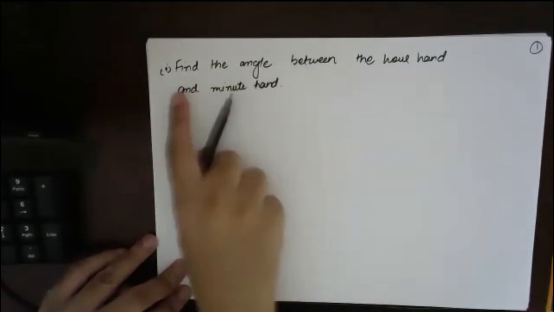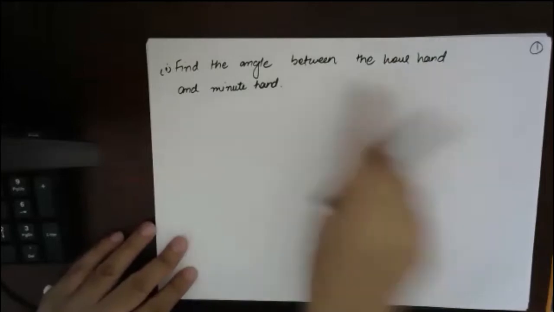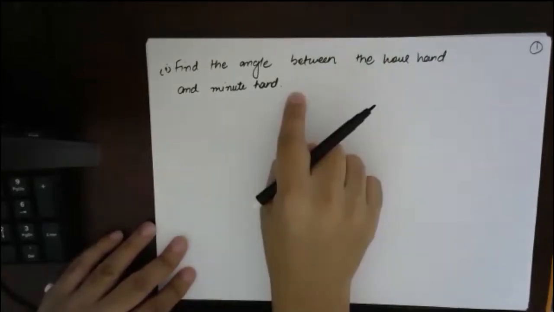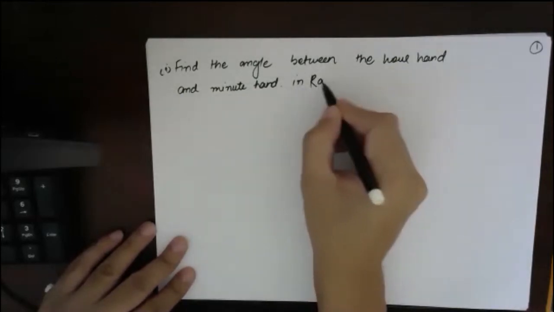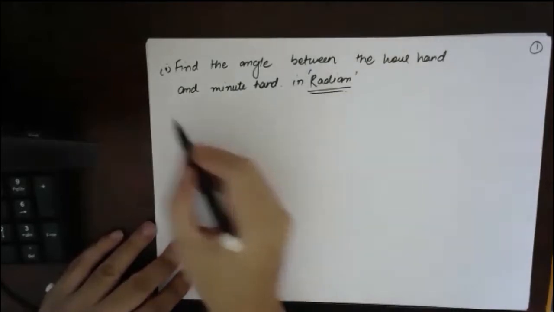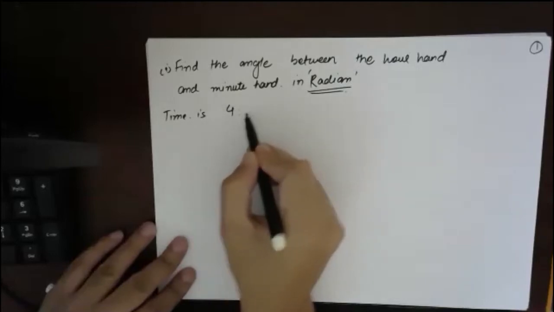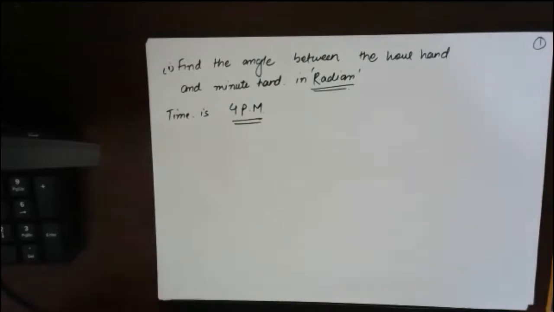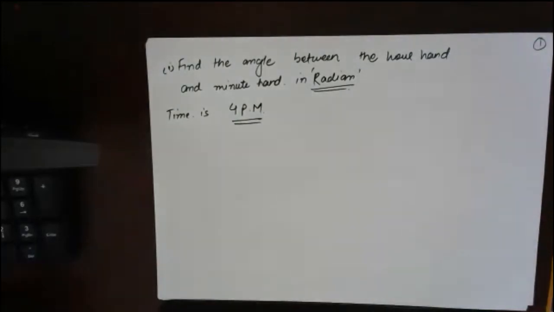So basically I will be asking questions based on this concept, okay? First, I will give you the time at which you have to find the angle between the hour and the minute hand in radians, right? In radians. So the time is 4 p.m. Tell me what will be the angle between the hour hand and the minute hand.